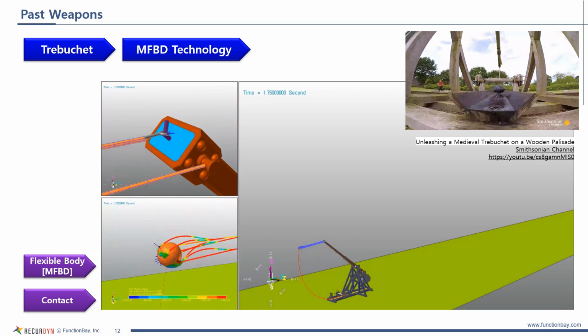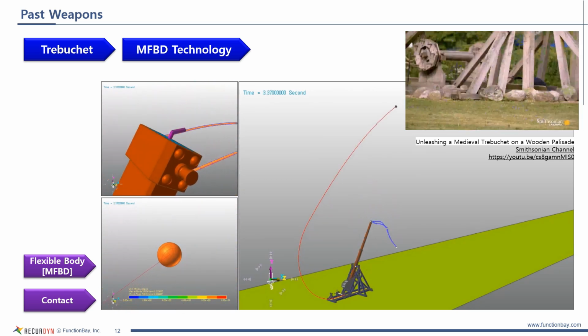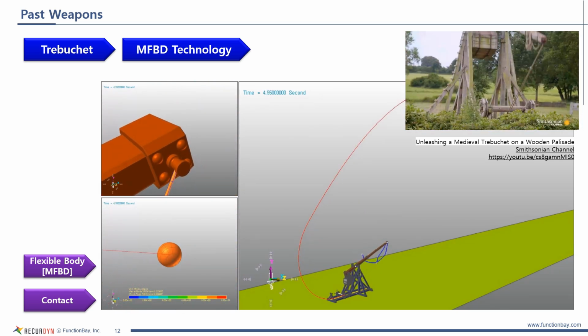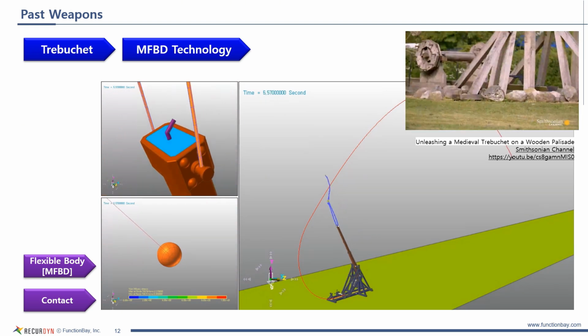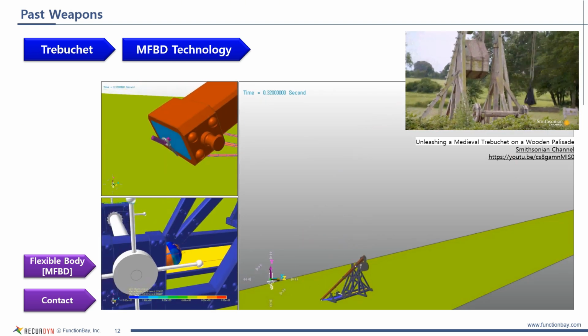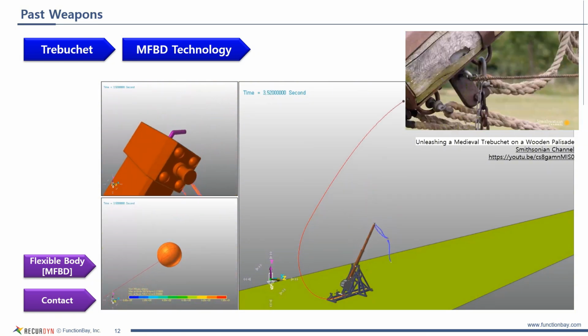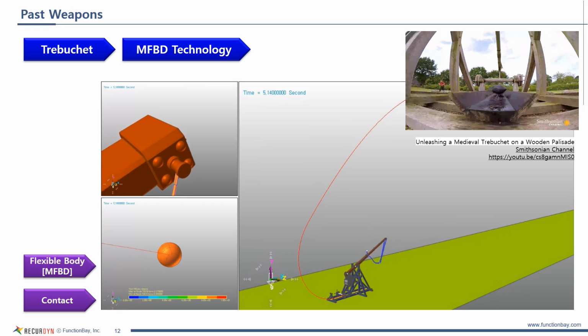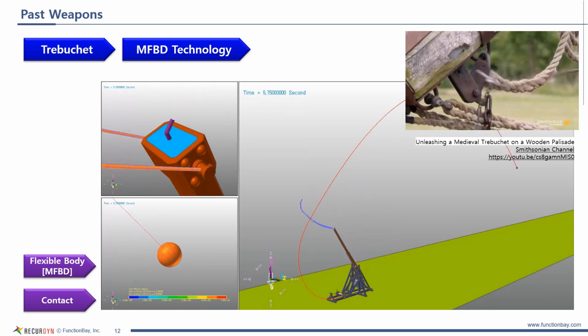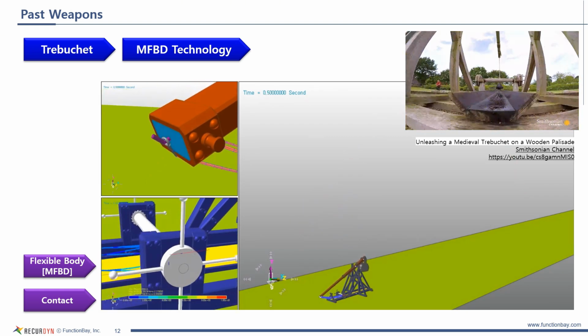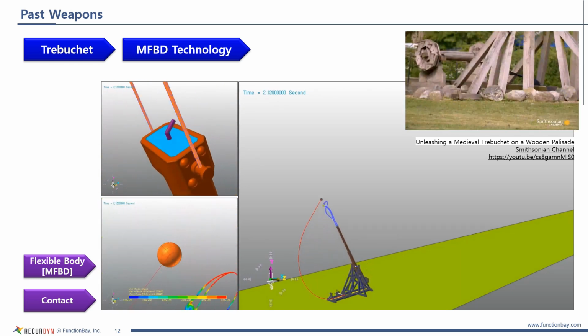The video you're watching presents the results of applying dynamics analysis to a trebuchet. The weight of the projectile is influenced by gravity and the potential energy generated from its fall. The trebuchet, utilizing the principles of leverage, harnesses the energy to launch the projectile over long distances.